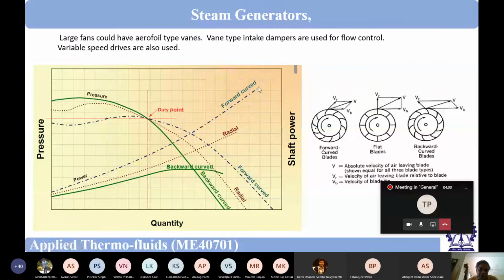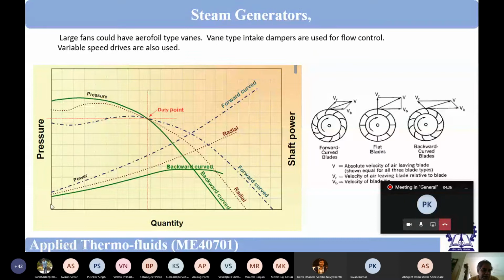Along with this, there is another set of three curves showing how the power will vary. How can you get the power of a fan or the power of a pump? What is the equation? It is the pressure difference across the blades times the volume flow rate. That gives the power.